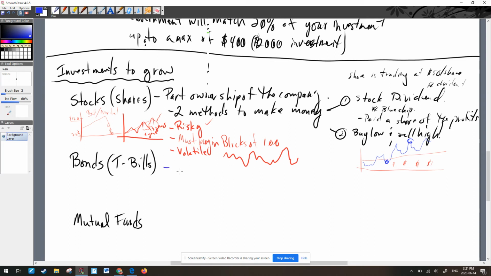Now, bonds and T-bills, they're very, very similar. The difference between them is how long you hold them for. So bonds are more than 1 year. Okay. So you put your money away for more than 1 year, up to 30 years. I've never seen a bond longer than 30 years, although I'm sure they probably exist. T-bills are always less than 2 years. But other than that, they work extremely similarly. They're basically the same thing. So a T-bill is basically a short-term bond. And here's what they are.